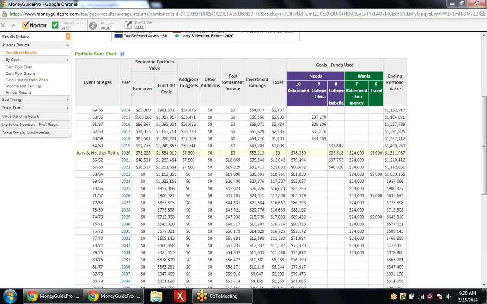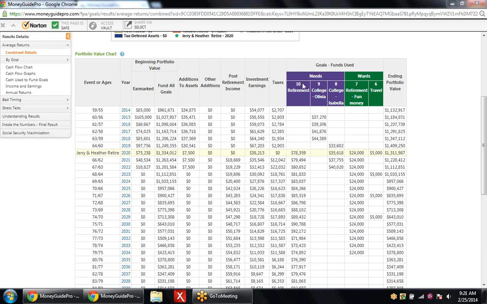For future savings, it shows here as additions to assets. This could be a 401k plan or any other place where you're saving money every year. Post-retirement income, in this column here, is generally going to be if you have Social Security income you're expecting, if you intend to work part-time, you could have a figure here, or if you have a pension, it could also show up in post-retirement income. Investment earnings: all your investments in your portfolio have an assumed rate of return, and that shows up here. The taxes that go along with that.